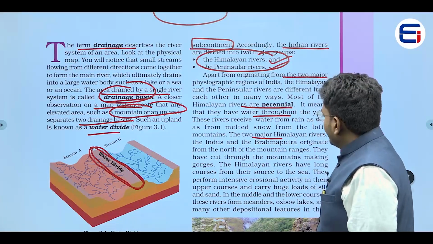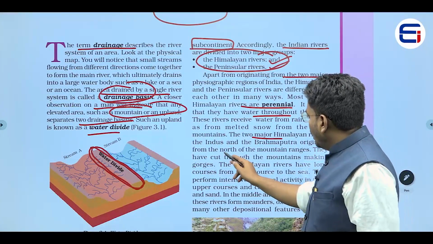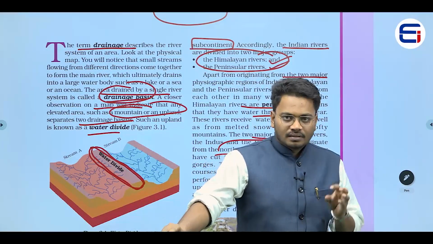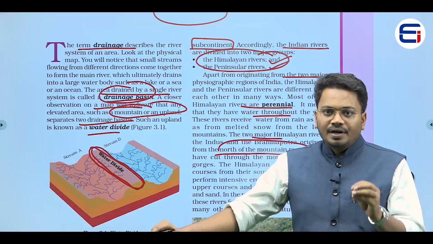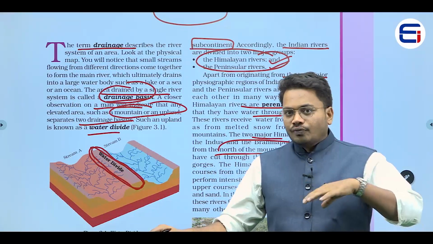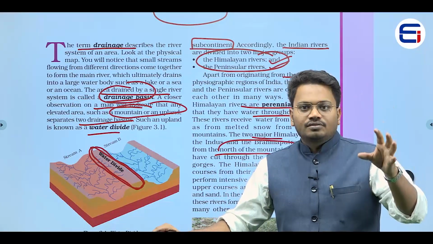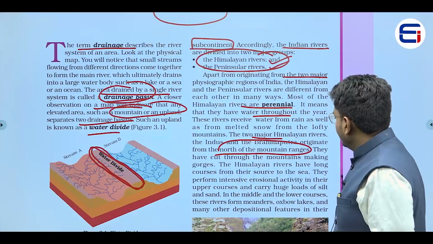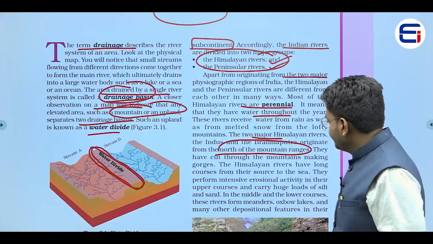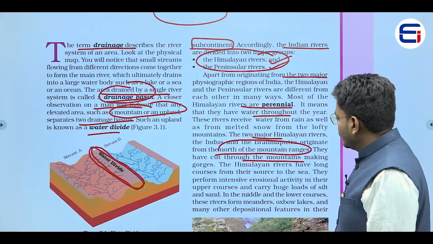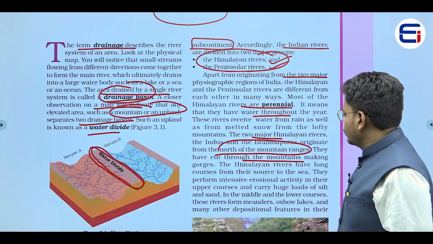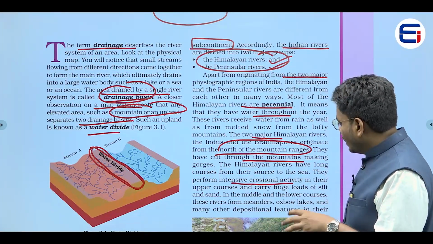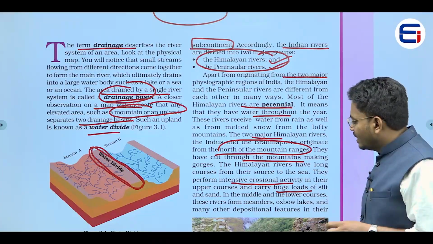The two major Himalayan rivers, the Indus River and Brahmaputra River, originate from north of the mountain ranges. What does it mean? If you see these particular Himalayan rivers, obviously the point of origin is from the Himalayan mountains. So from which side of the Himalayan mountains will these two, Indus River and Brahmaputra River, originate? From the northern side of the Himalayan ranges. They have cut through the mountains making gorges. The Himalayan rivers have long courses from their source of origin to the sea. They perform intensive erosional activity in their upper courses and carry huge loads of silt and sand.